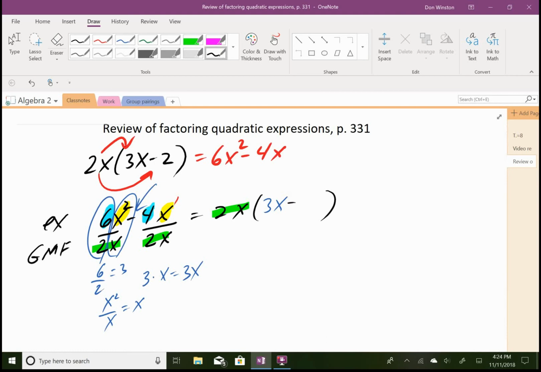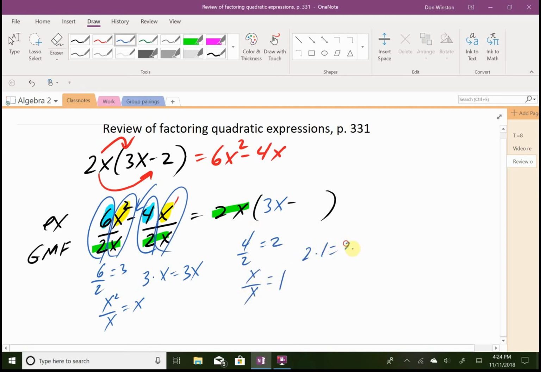And then we continue to divide. 4 divided by 2 is equal to 2, and x divided by x is equal to 1. And 2 times 1 is equal to 2. Alright, so there, I'm done dividing. It's always a good idea to check. So 6x squared minus 4x factored is 2x times 3x minus 2.